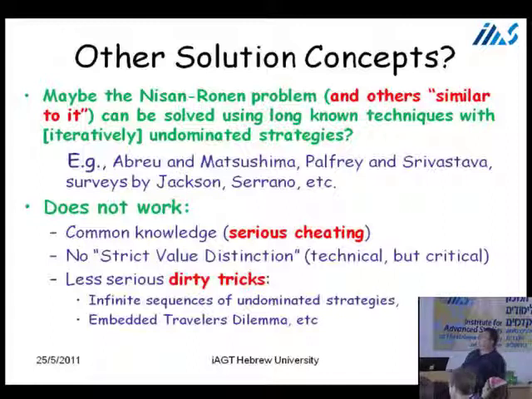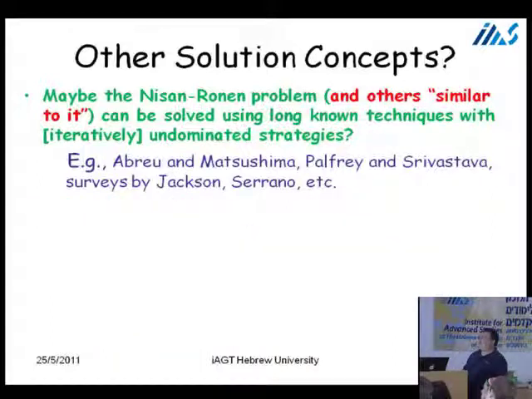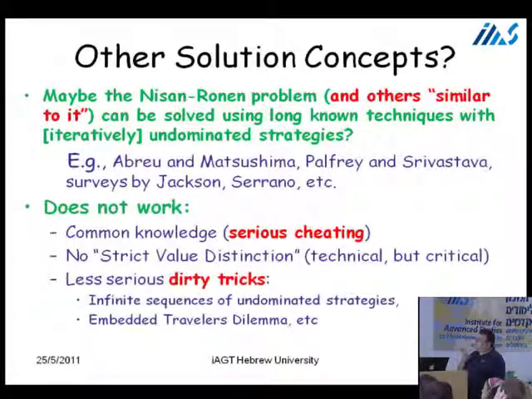It's interesting reading, and they have interesting tricks that they use. Some of which could certainly be considered dirty tricks. Infinite sequences of undominated strategies, embedding the traveler's dilemma into the problem, and all sorts of other fun stuff. But they do get some notions of interesting implementation ideas, none of which can in any serious sense be considered a solution to the makespan minimization problem.